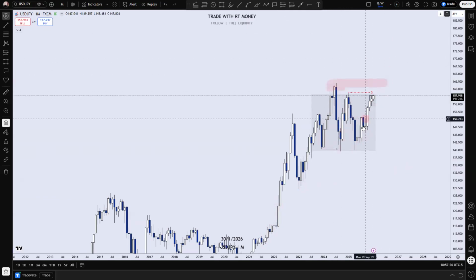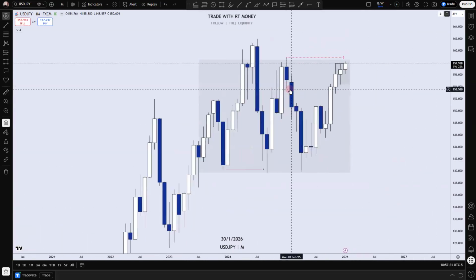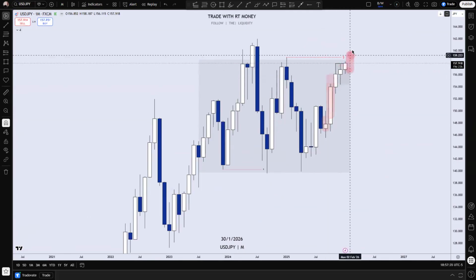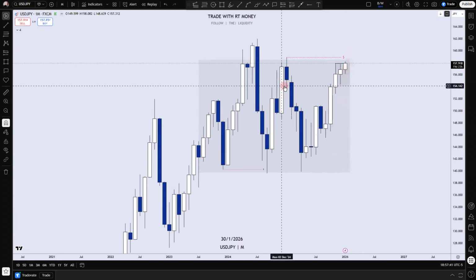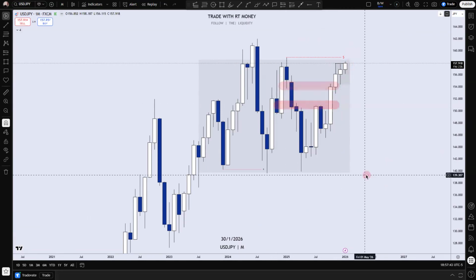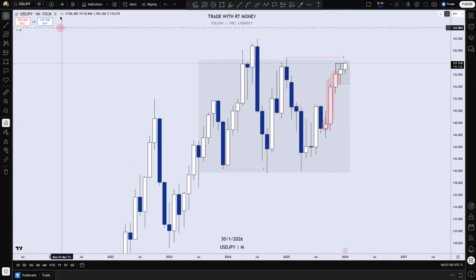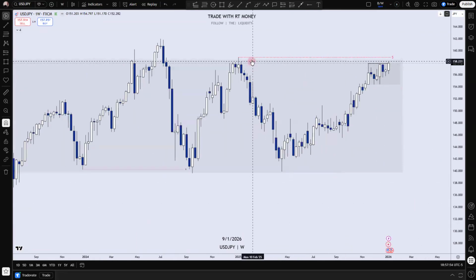Do I expect to break that high? I do. Why? Because it's been bullish for 1, 2, 3, 4, 5 months. This is bullish price action. That's something that you just can't ignore. We broke through a bearish fair value gap here, and that's a bullish indication itself. That's a monthly candle. So that's a pretty strong bullish indication.